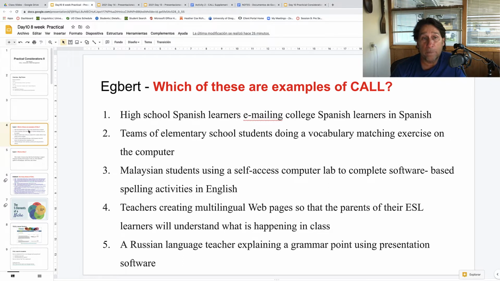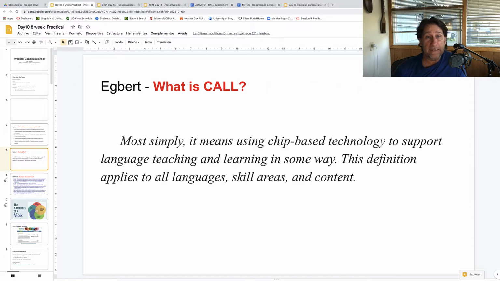So what I'm going to encourage you to do is pause your video and read through these 5 different scenarios and tell me which one of these are examples of CAL. So go ahead and pause, and when you're done thinking through that, we'll come back to the next slide. Okay, so each of these actually is an example of CAL. Each of them was kind of a trick question. They're all CAL. And how do we define CAL?